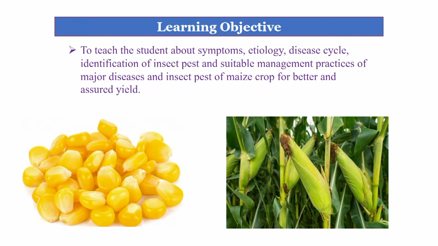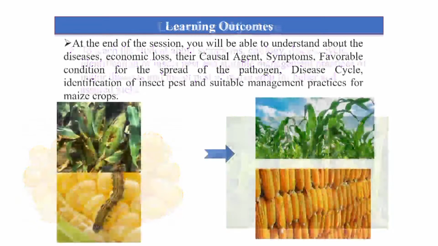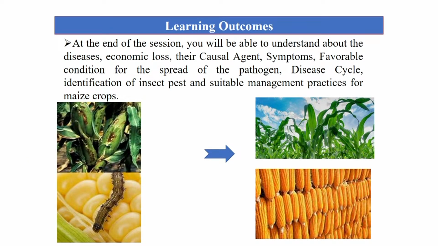Dear learners, this is the learning objective for today's session, and the learning outcome is that at the end of the session you will be able to understand the diseases, their economic loss, distribution, the causal agent as well as the insect pest, the symptoms of the disease, and the favorable conditions for the spread of the pathogen causing disease, as well as disease cycles, their etiology in detail, and the suitable management practices, that is integrated pest management and integrated disease management practices for the major maize crops.